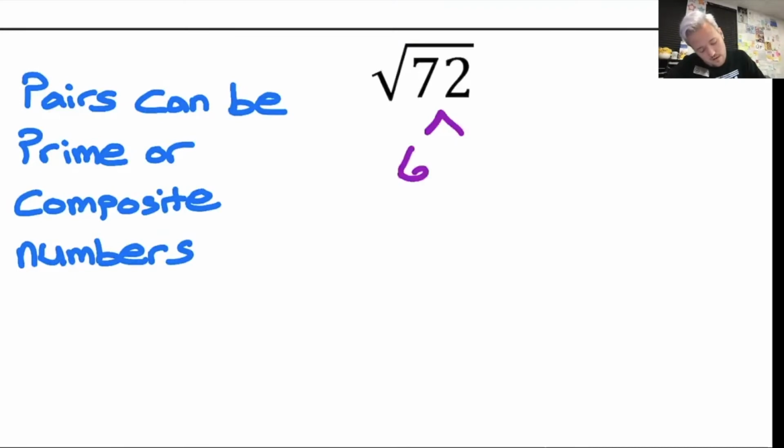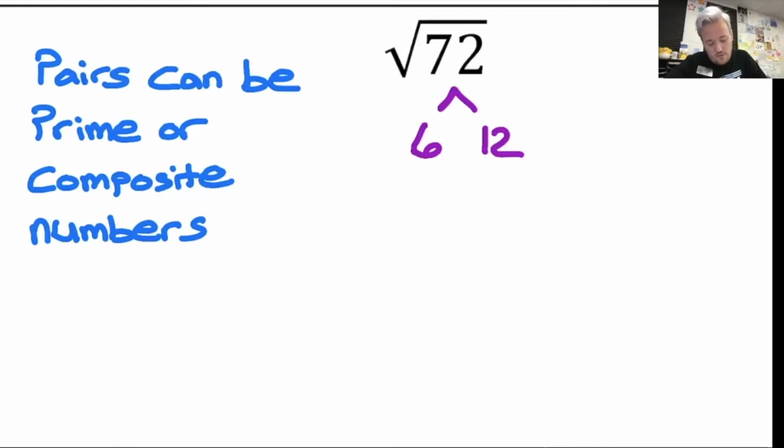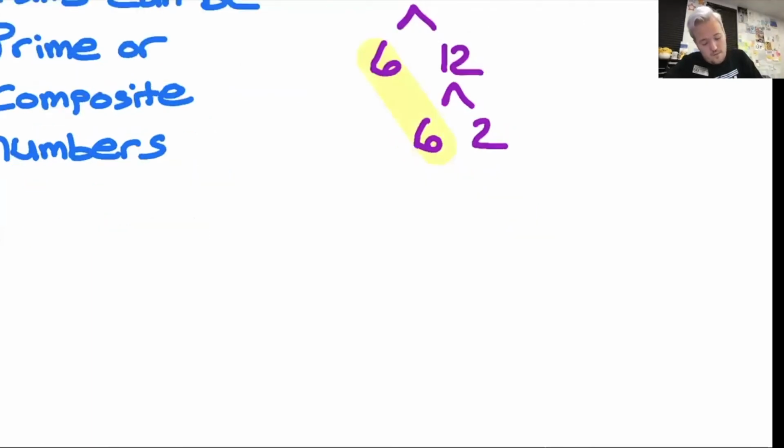6 and 12. So when I split 12, I'm going to get 6 and 2. Now, if you look here, we have a pair of 6s. So I can actually use those as my pair and drag those out. Then my only leftover value here is a 2. So what I have here is 6 root 2. That would be my final answer.